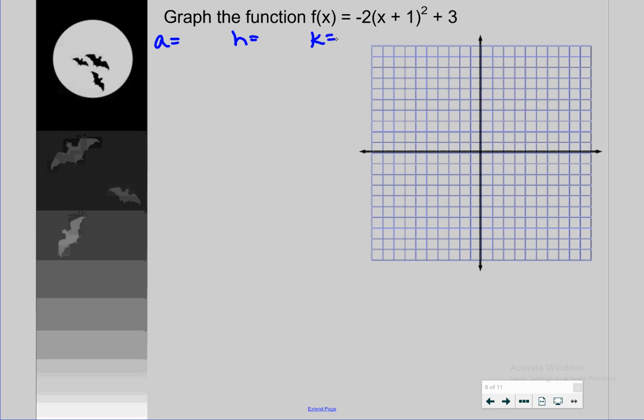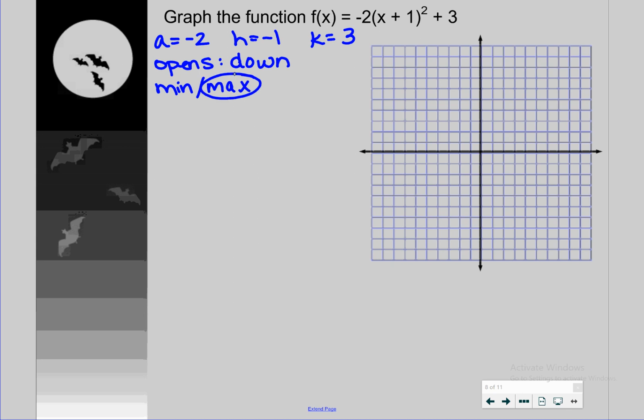What is A? Negative 2. What is H? Negative 1. And what is K? Great. Okay, which way does it open? Down. Min or max?